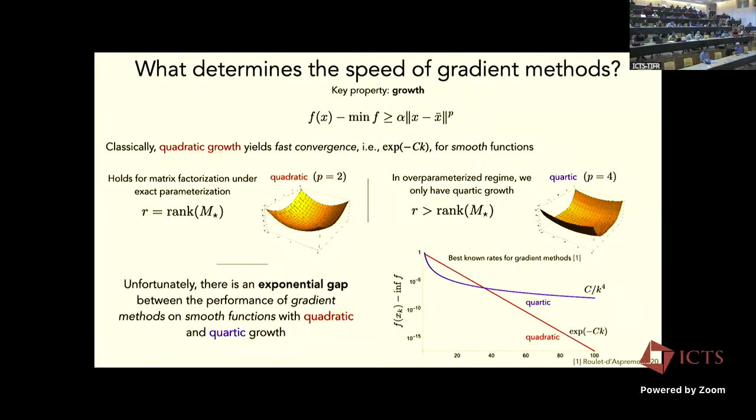Any other questions? Yeah. 0 is a critical point for this problem, so you won't move anywhere, yeah.